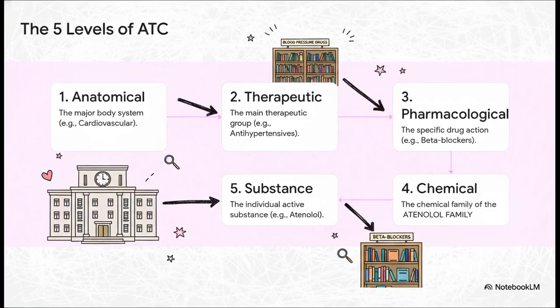So the ATC system has 5 different levels. The easiest way to get this is to stick with our library analogy. Level 1, that's the floor you're on, the major body system, like cardiovascular. Level 2 is the specific aisle, say for blood pressure meds. Levels 3 and 4 get you to the exact bookshelf and even the section on that shelf. And finally, level 5 points you to the specific book itself, the individual drug.